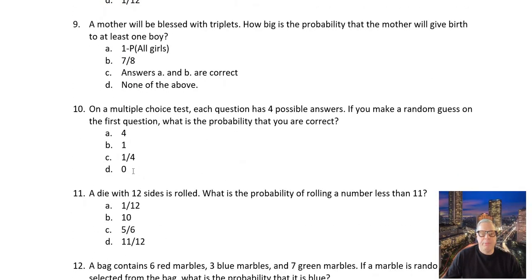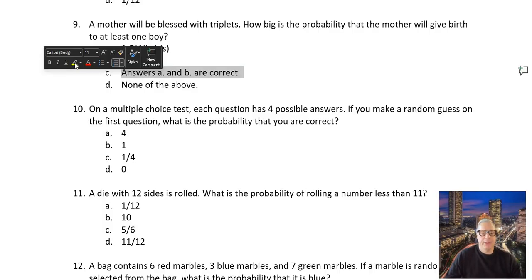A mother will be blessed with triplets. How big is the probability that the mother will give birth to at least one boy? Well, that is 1 minus the probability that all are girls. So that's correct. So 7 over 8, that's correct too, because the probability that there are all girls, that's 1 over 8, 1/2 times 1/2 times 1/2. So answers A and B are correct.